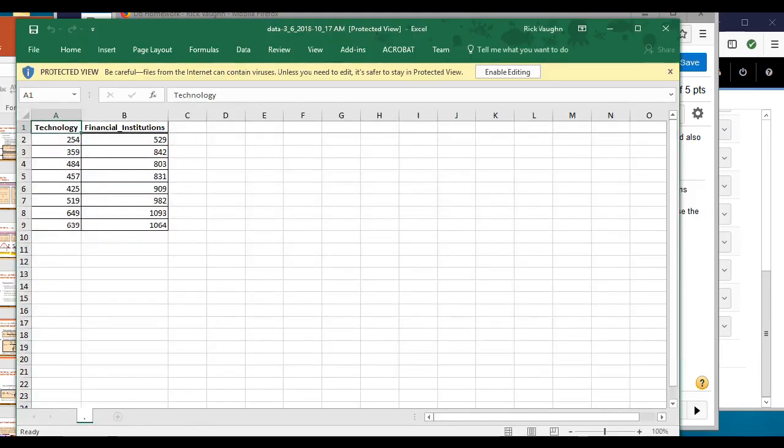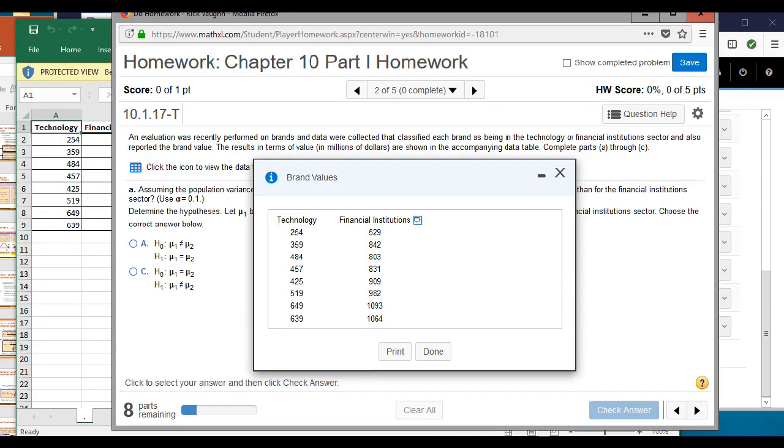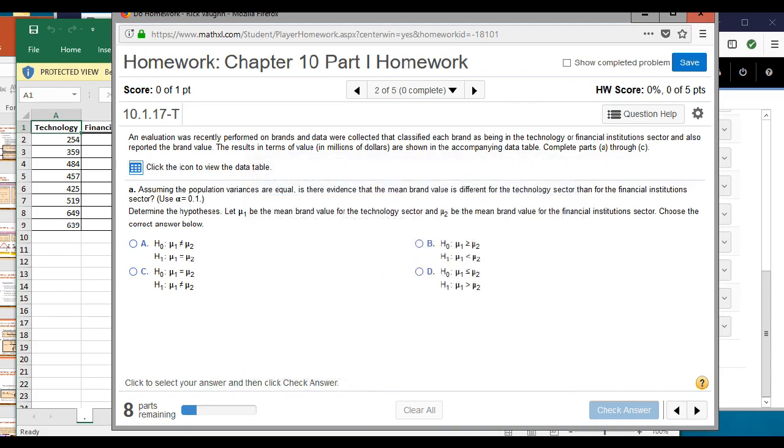All right, so while this is loading, we'll enable editing. There it goes. Hopefully it opens. While we're waiting for that to fully load, if not, we'll have to create our own Excel spreadsheet instead of using the auto import feature here. But let's take a look at this.